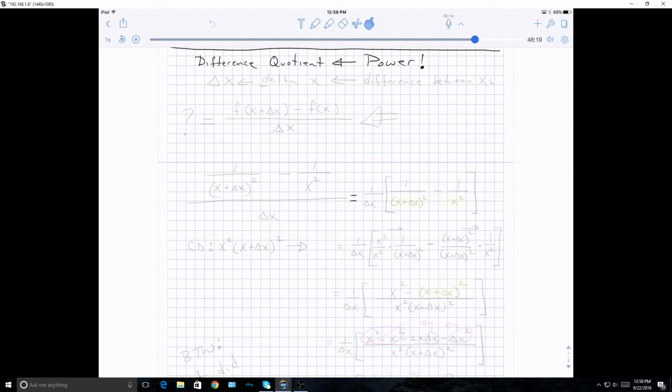So what I'm just going to define first is delta x. So I'm going to call this delta x. And what does delta start with? It starts with a d. So this is a difference between x's, okay? So there's some difference between x's.